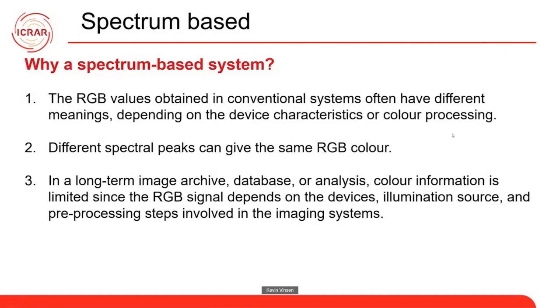RGB values obtained in conventional systems often have different meanings depending on the device characteristics and the color processing. Different spectral peaks can give the same RGB color. And in the long term, when we have to archive all of these images into databases, we need to have all of this color information. The RGB signal depends on devices, illumination sources, and pre-processing steps, which are just not recorded. Whereas the spectra is the spectra. It is always the same.